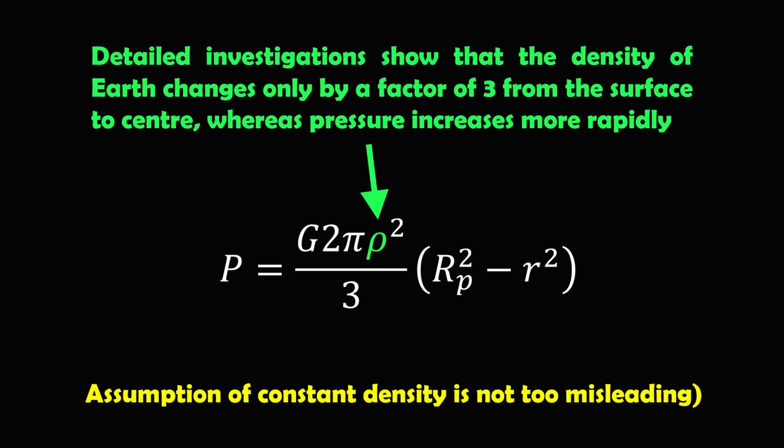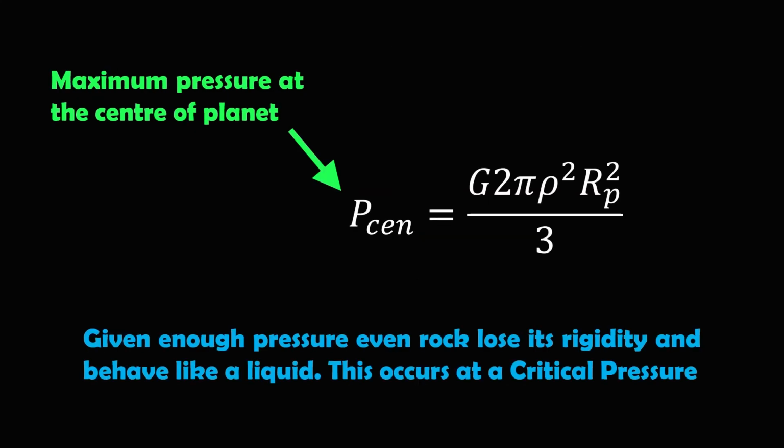Now, real investigations of the Earth show that the density changes by about a factor of 3 from the surface to the center, whereas the pressure increases much more rapidly. So it's not too misleading to assume that the density doesn't change. Our assumption of the density not changing is not too bad. It's going to give us a good approximation.